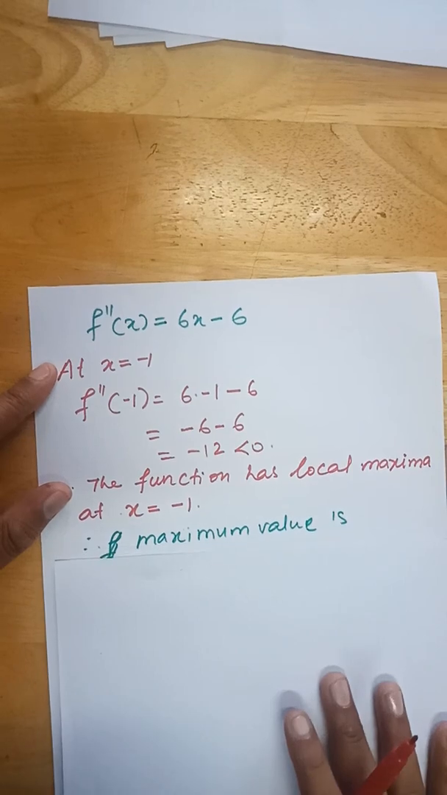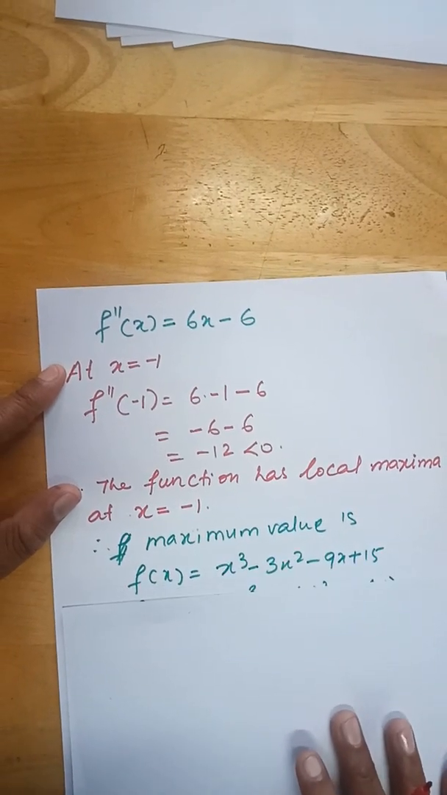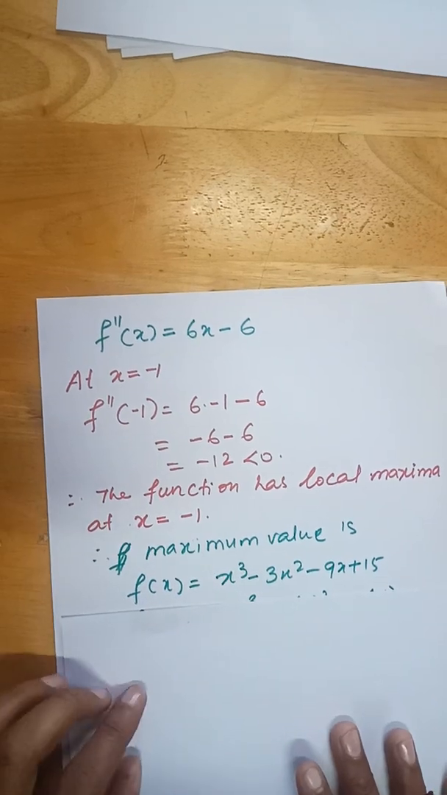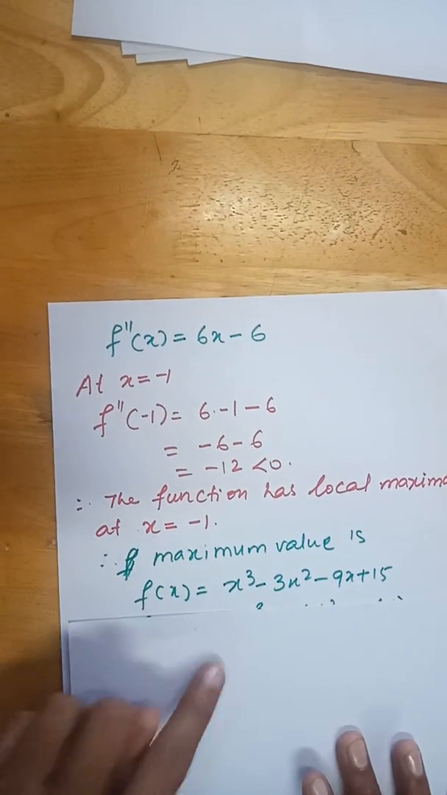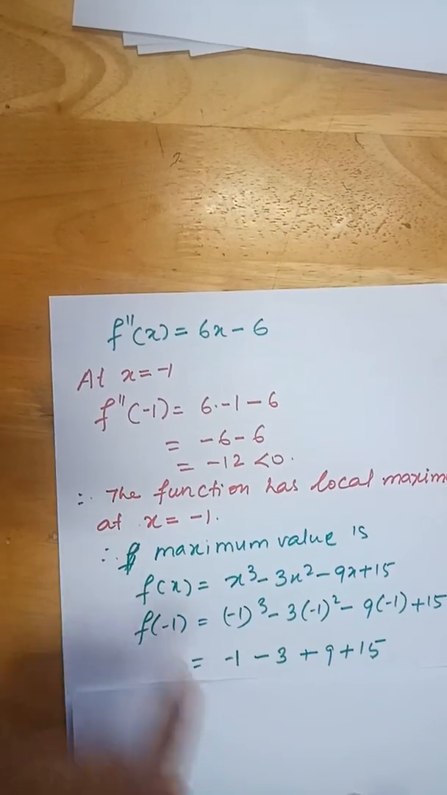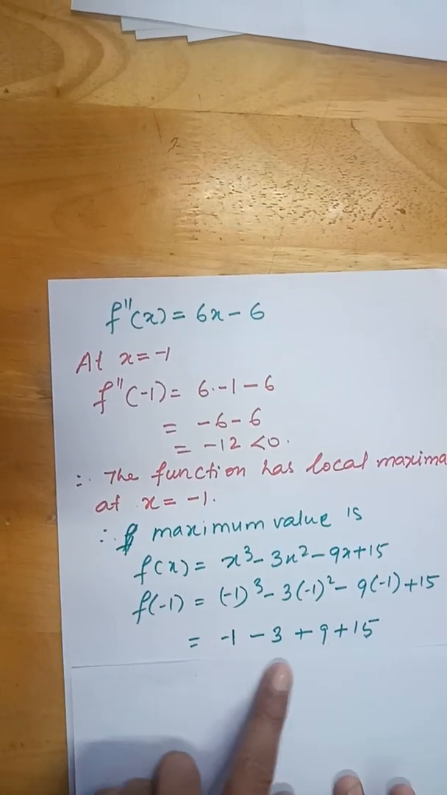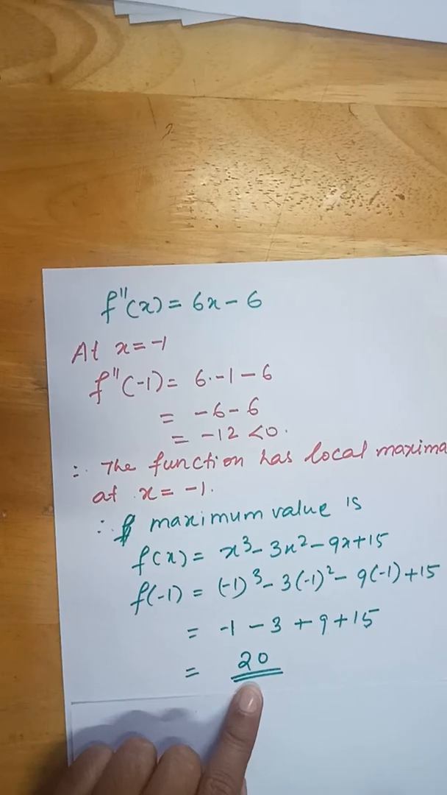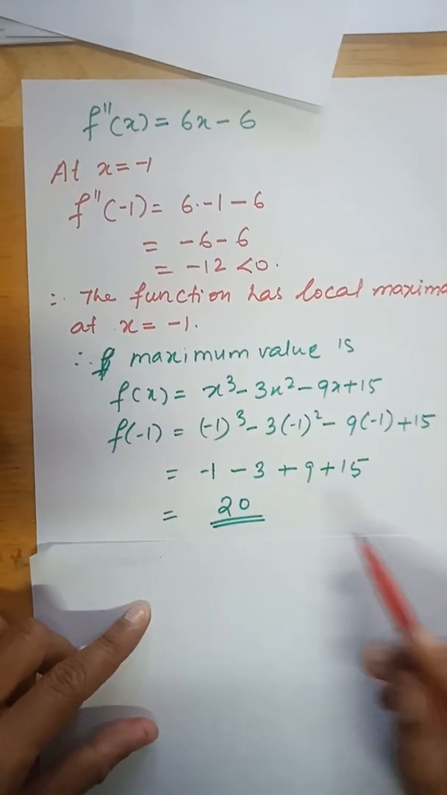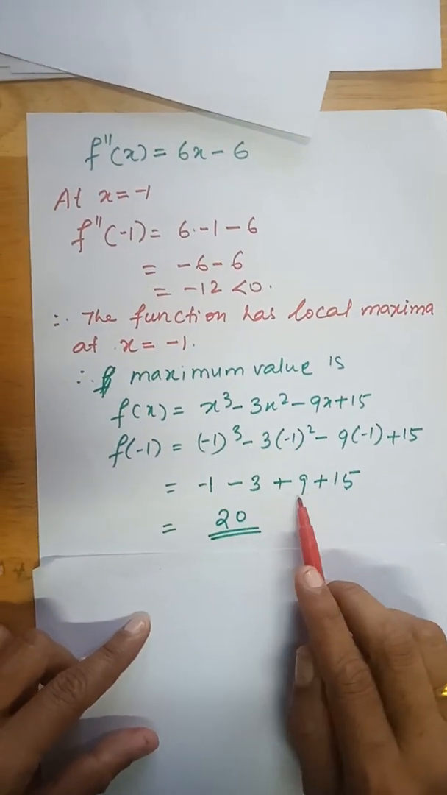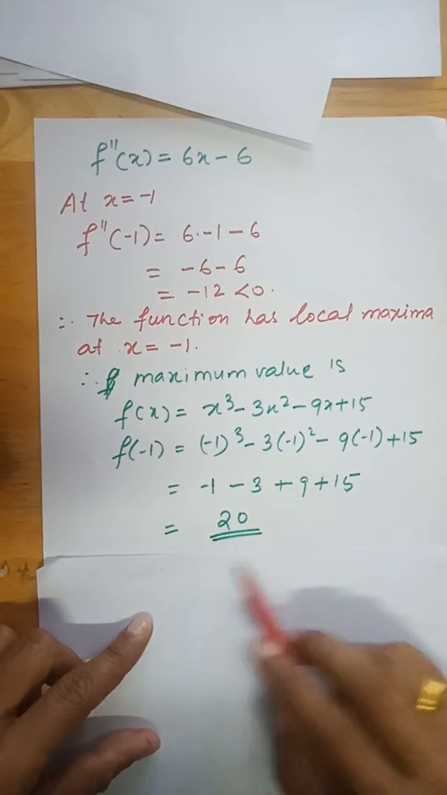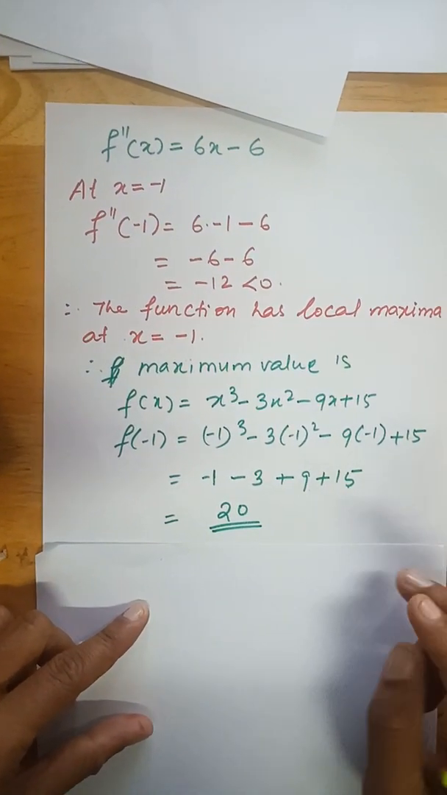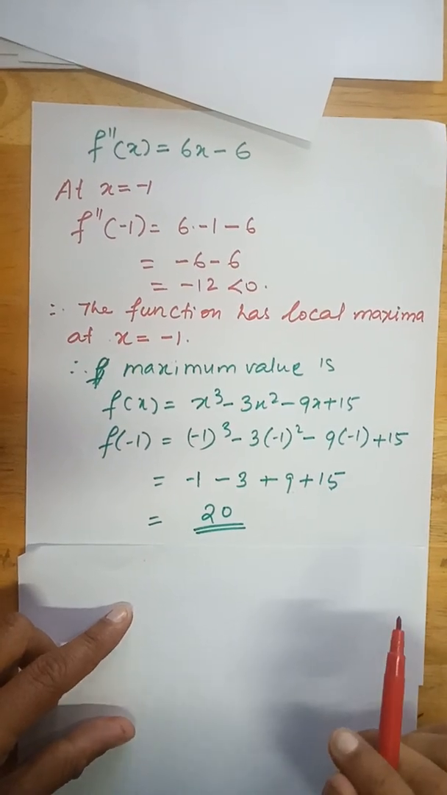To find this local maximum value, what you need to do is substitute this value of x in the original function, whatever function you are given. So if you substitute 1, you are going to get 1 minus 3 minus 9 plus 15, and the value is going to become 20. So this is the local maximum value at x equal to 1.